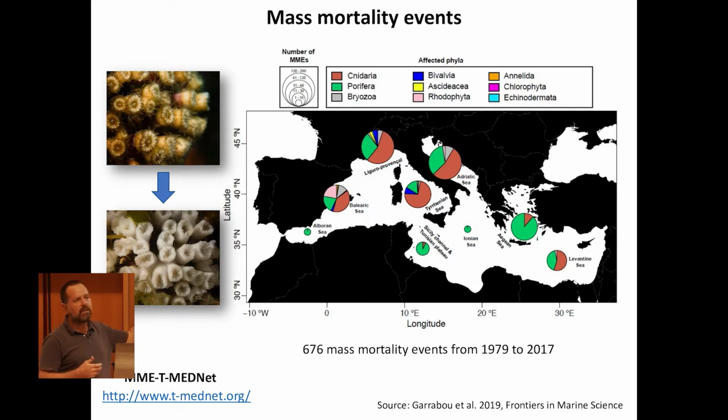In 1999, we had a severe mass mortality event that affected all the coasts of France and Italy in the Tyrrhenian Sea. It was kilometers by kilometers of dead assemblages. And of course, these events are expected to become more frequent in the next few years as global warming escalates in the Mediterranean.